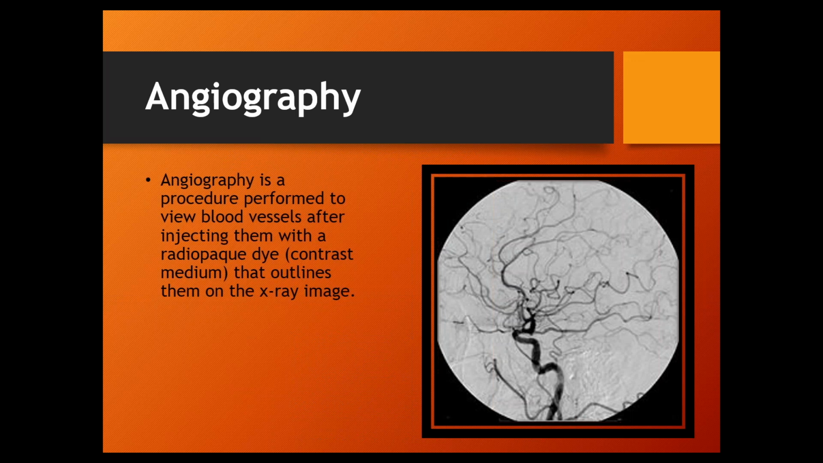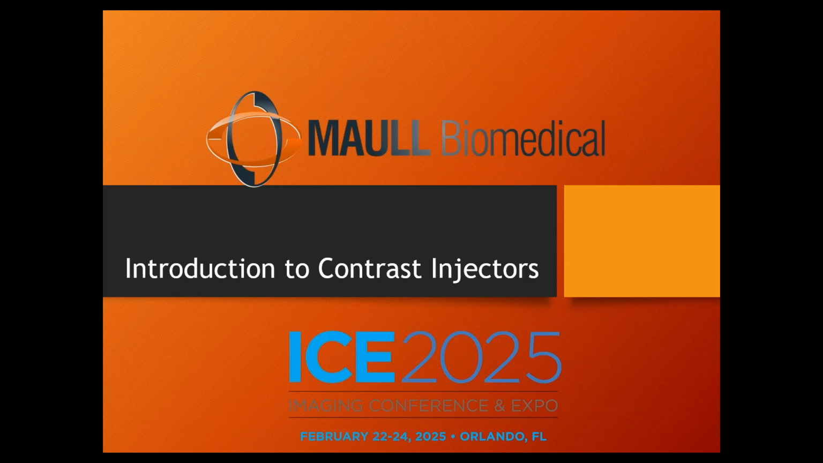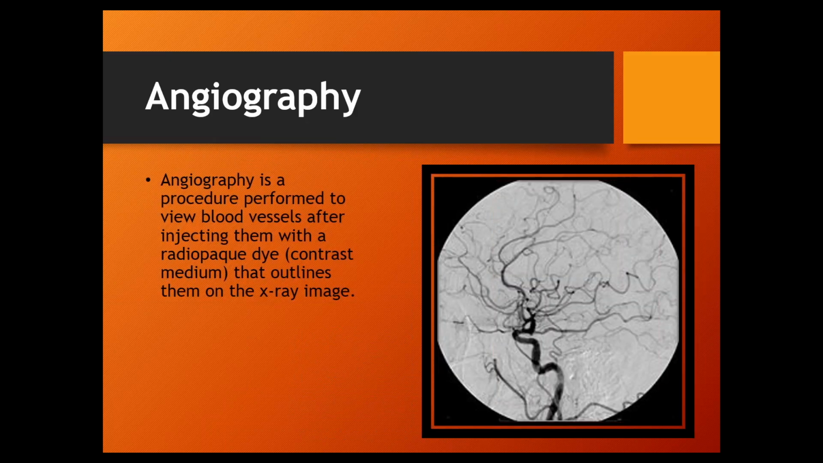All right. So what I just described to everybody is referred to as angiography. Angio is blood. Ography means the viewing of blood vessels. Angiography is performed to view blood vessels better after injecting them with a radiopaque dye, or the contrast fluid that outlines them on the X-ray.